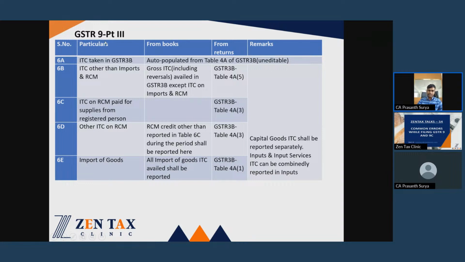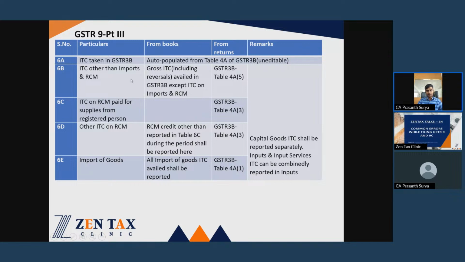So, what ITC is reflected in table 6A? This is uneditable. This is auto-populated. What ITC gets automatically reflected in table 6A is the ITC which is gross of reversals. It doesn't net the reversals. I am repeating the fact that it is reporting only the gross of reversals.